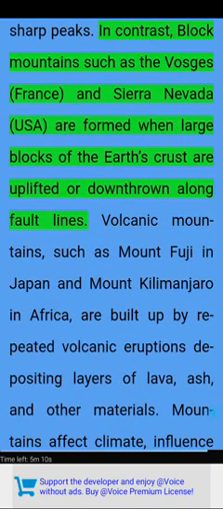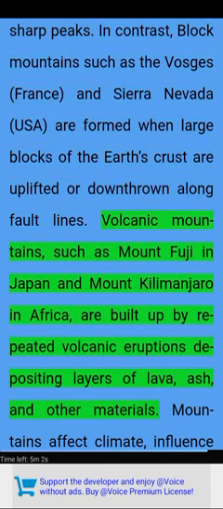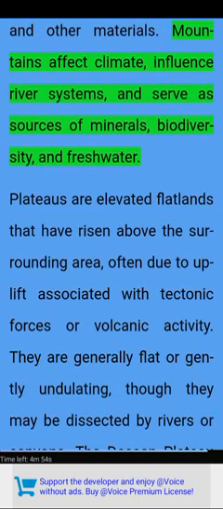In contrast, block mountains such as the Vosges, France, and Sierra Nevada, USA, are formed when large blocks of the Earth's crust are uplifted or downthrown along fault lines. Volcanic mountains, such as Mount Fuji in Japan and Mount Kilimanjaro in Africa, are built up by repeated volcanic eruptions depositing layers of lava, ash, and other materials. Mountains affect climate, influence river systems, and serve as sources of minerals, biodiversity, and freshwater.